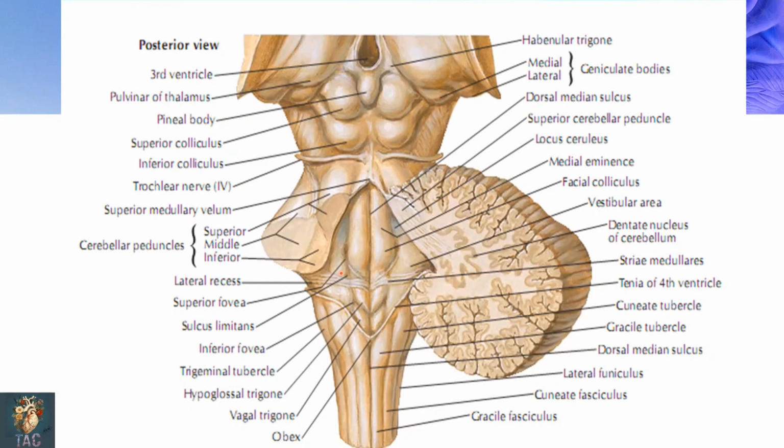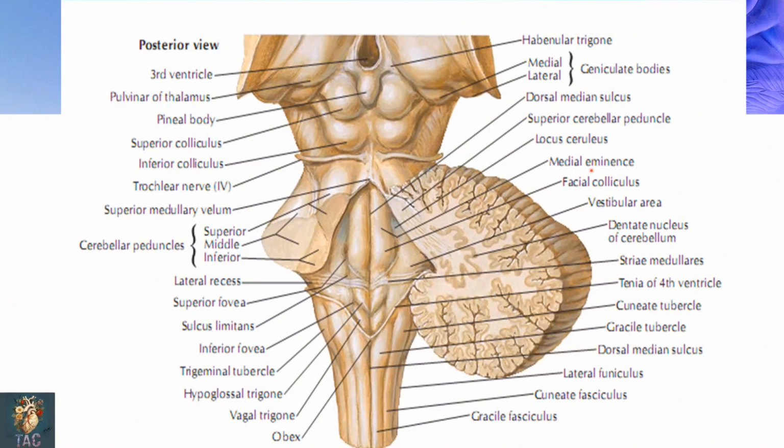So this is a detailed view of the rhomboid fossa, in which you can clearly see the pons, the posterior aspect or the tegmentum of the pons. So in the center you can see the sulcus. This sulcus is the dorsal median sulcus.